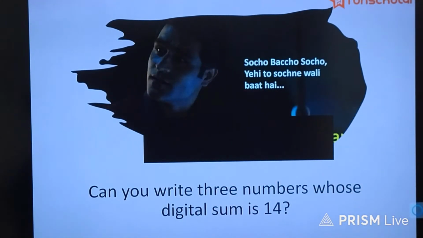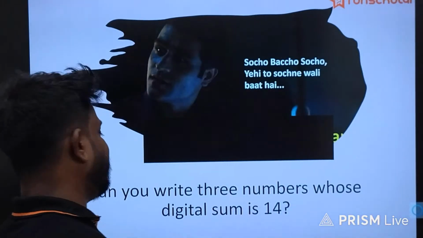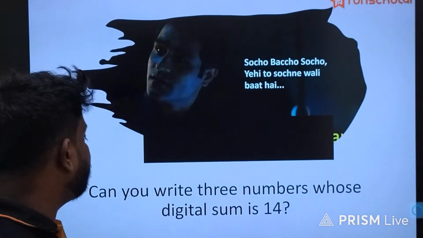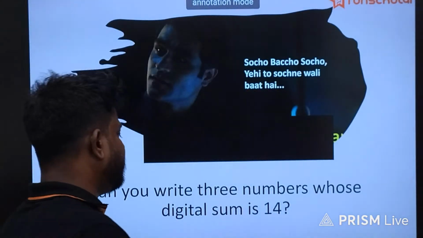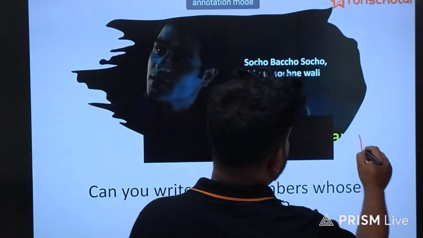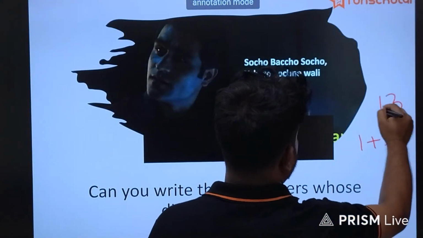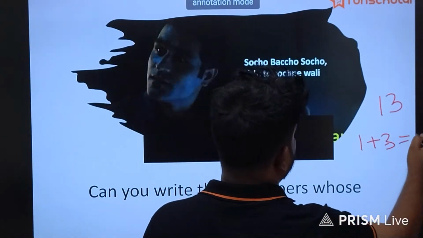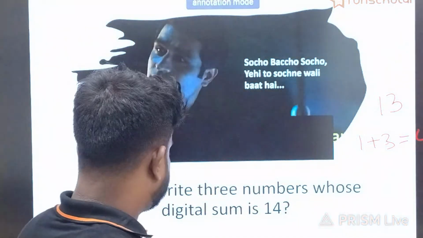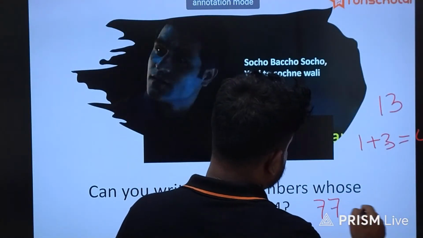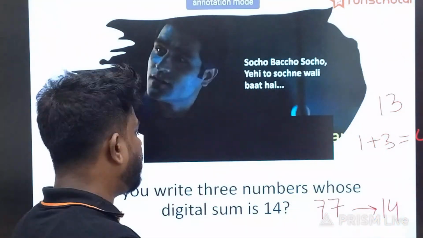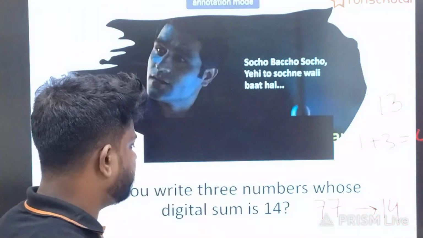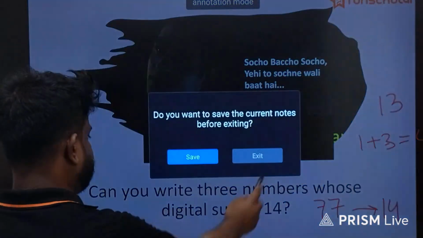The next is: think, children, think, this is the thing to think about. So what do we have to think about? Can you write 3 numbers whose digital sum is 14? Talking about digit sum, if I add the digits of the number 13, I will end up getting 4. So in this case, if the number is 77, its digit sum will be 14. Now you have to find the other ones with the same digital sum. Okay, the next.